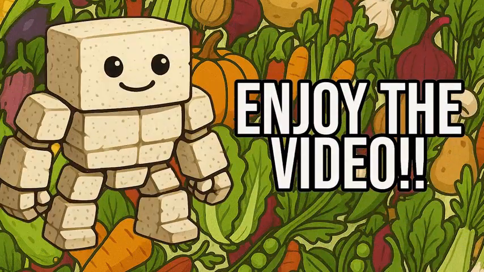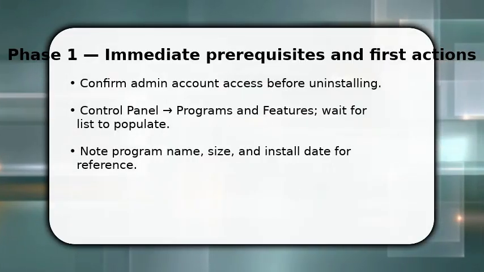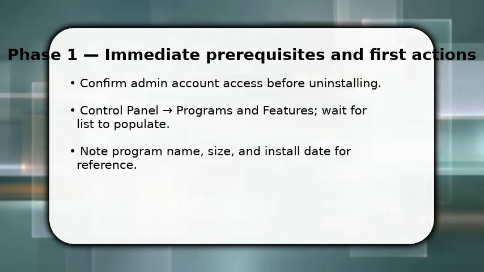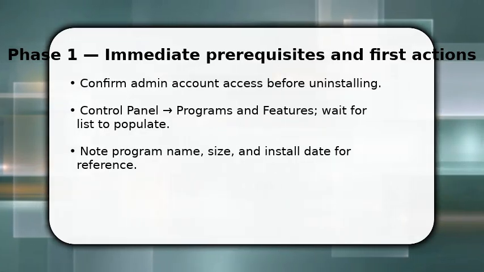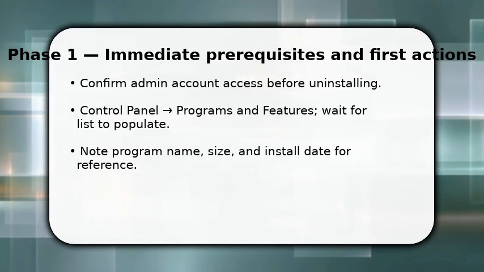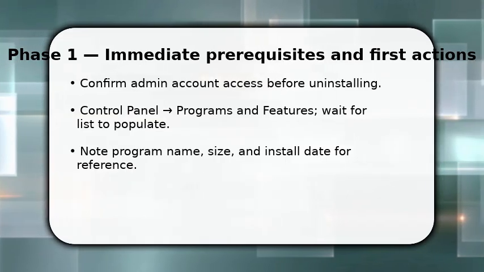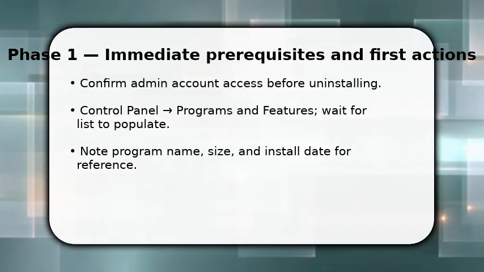Please enjoy the video. You'll start by confirming you have an administrator account. This is required to remove most programs. Once logged in, open Control Panel, choose Programs and then Programs and Features so the installed list appears. Make sure to scan the list and note the exact program name, size, and install date. This avoids removing the wrong item.